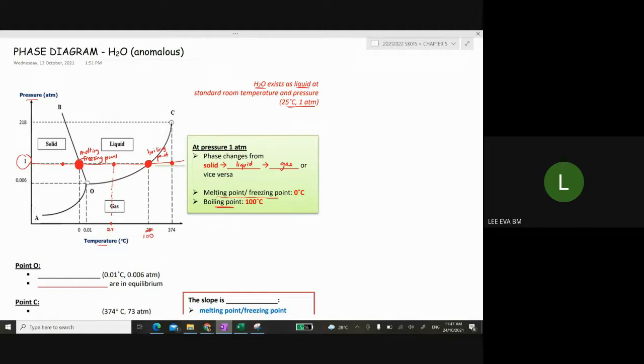Kalau dia tukar pressure, let's say I want 10 atm, that one refers to boiling point lah, tak ada perkataan normal. Tapi kalau dia sudah mention 1 atm, so that one refers to your normal boiling point, normal melting point, or normal freezing point. So H2O is quite common, so the temperatures you need to remember are 0 degrees Celsius and 100 degrees Celsius.